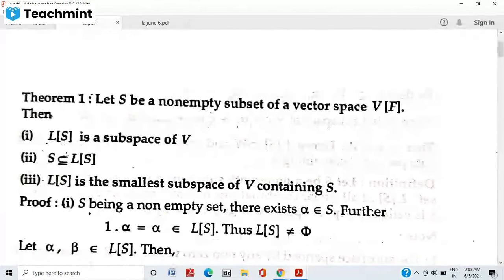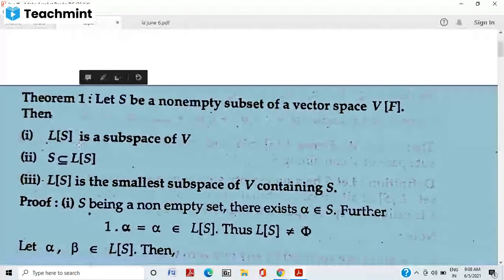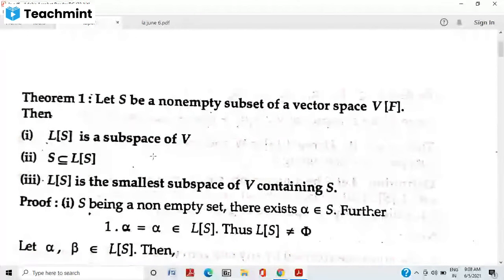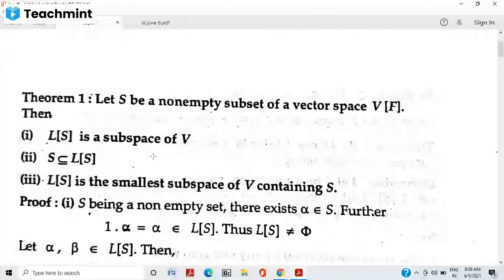What is linear span? If S is the set {alpha 1, alpha 2, etc., alpha n}, a non-empty subset of a vector space V, then L of S is the set of all linear combinations of the form C1 alpha 1 plus etc. plus Cn alpha n, where Ci belongs to F and all alpha i belong to S. That is L of S. Then we proved L of S is a subspace of V, S is contained in L of S, and L of S is the smallest subspace of V containing S. Then we will move on to the next theorem.